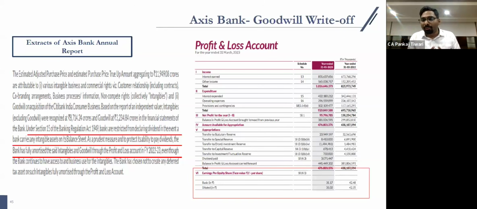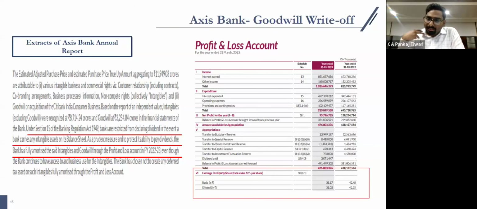Now, this is not because the brand which was acquired by Axis Bank from Citibank was not of any use. That is not the reason. It is very clearly spelled out in the annual report of Axis Bank, and I have underlined it on the presentation, that under Section 15 of the BR Act, banks are restricted from declaring dividend in the event a bank carries any intangible asset on its balance sheet.